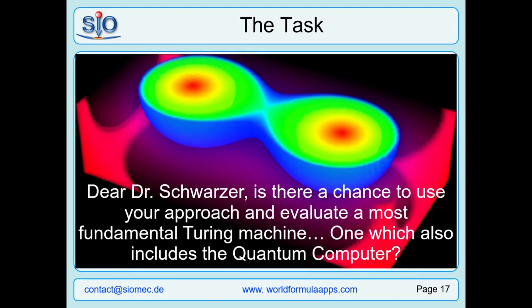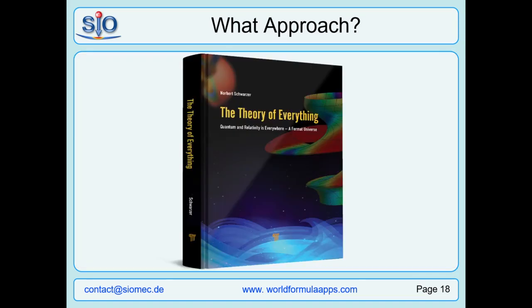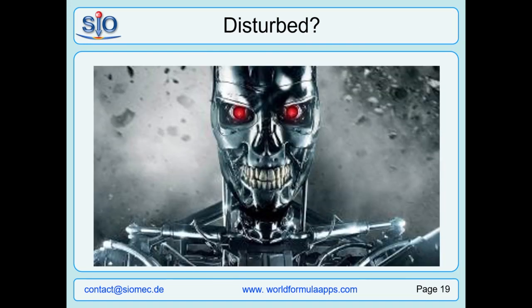Briefly, after in spring 2018, the New Scientist had published an article about quantum computers apparently being even more powerful than suspected, we, which is to say my company, obtained a very funny request. It read like, "Dear Dr. Schwarzer, is there a chance to use your approach and evaluate a most fundamental Turing machine, one which also includes the quantum computer?" Our guess was that the sender had got wind about our recent publication and simply worked down a list of all possible candidates appearing, no matter even how remotely, potentially capable of answering his question. After tracing back the request to a company being involved in a project of Terminator developments, however, we lost our interest in the service order, but not in the task itself.